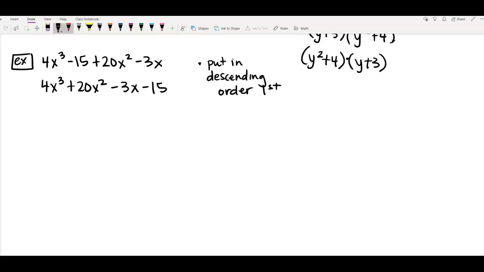I want you to take a minute right now, and you can either use the box method or just the standard method here to do this factor by grouping to get it factored. Okay, so go ahead and take a minute and try that.